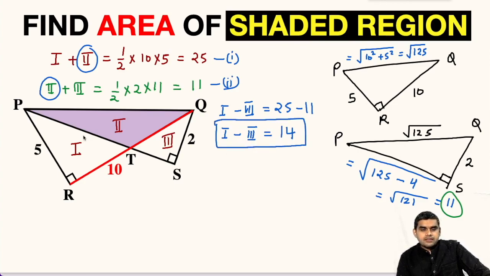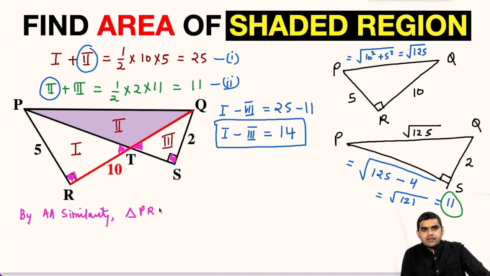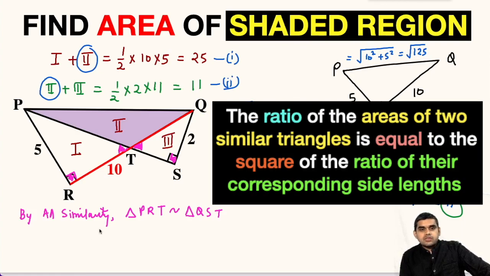Now let us compare these two triangles, the first and the third triangle. Here this angle is 90 degrees, here this angle is 90 degrees. These two angles are vertically opposite angles, so they must be equal. So by angle similarity, we can say that triangle PRT is similar to triangle QST. Now we know a property of similar triangles, that the ratio of areas of two similar triangles is equal to square of ratio of their corresponding sides.